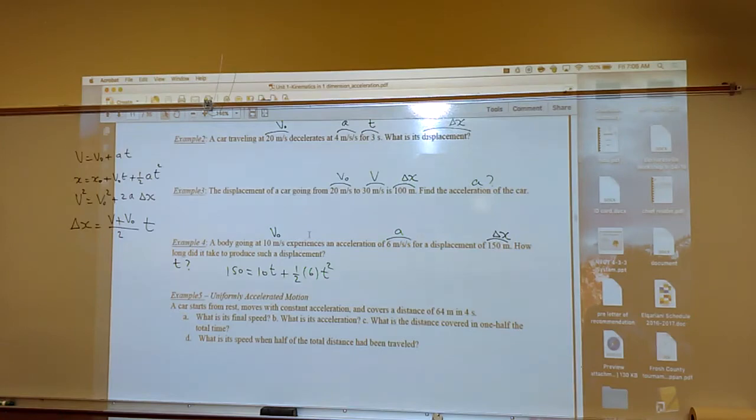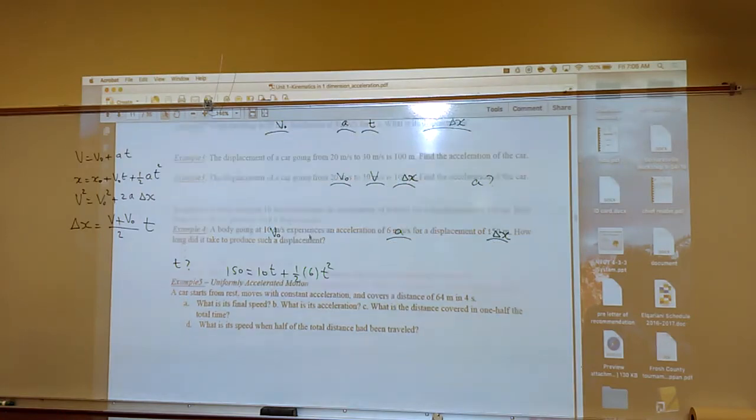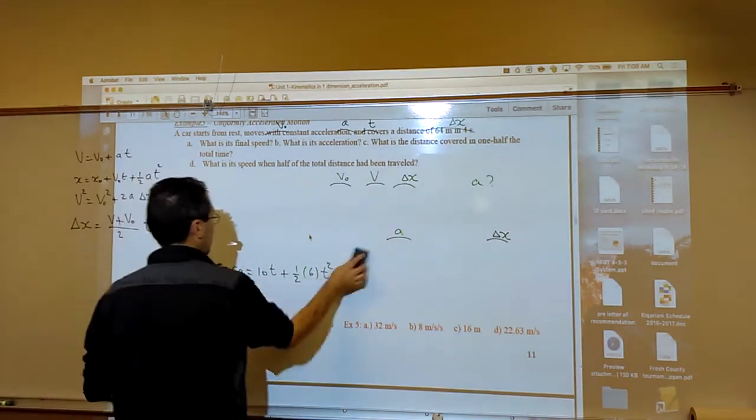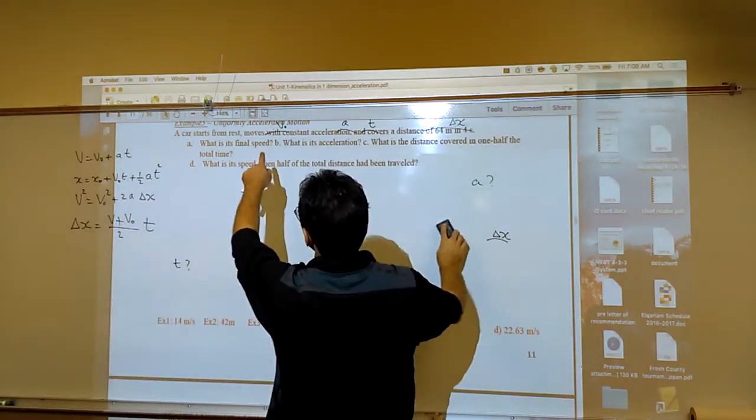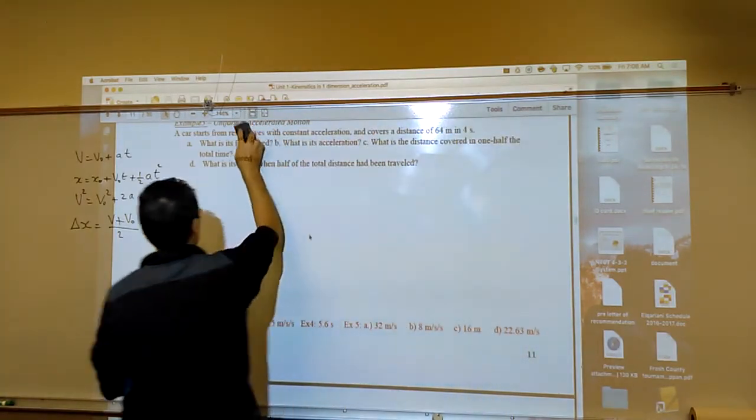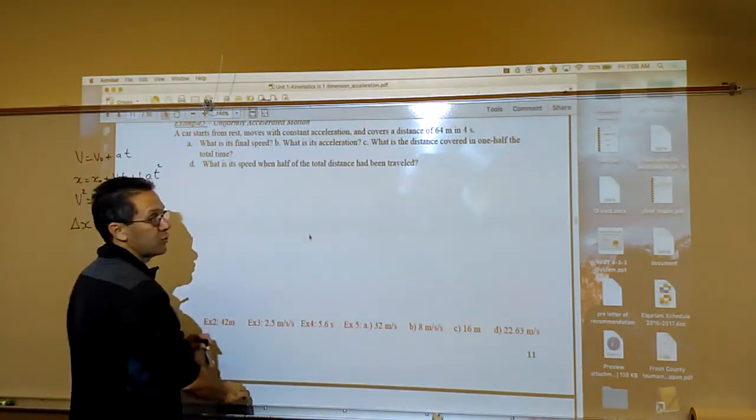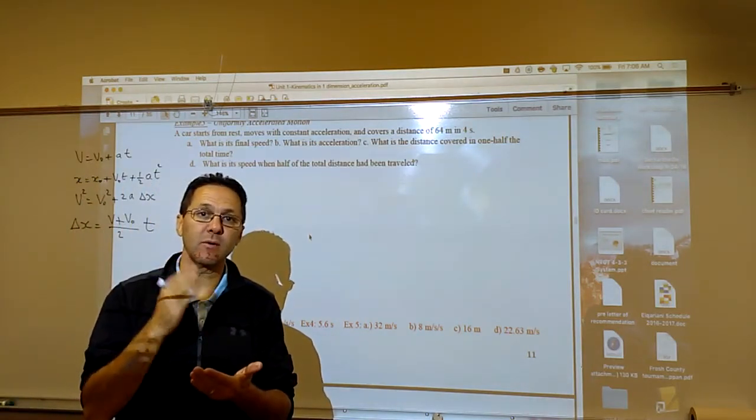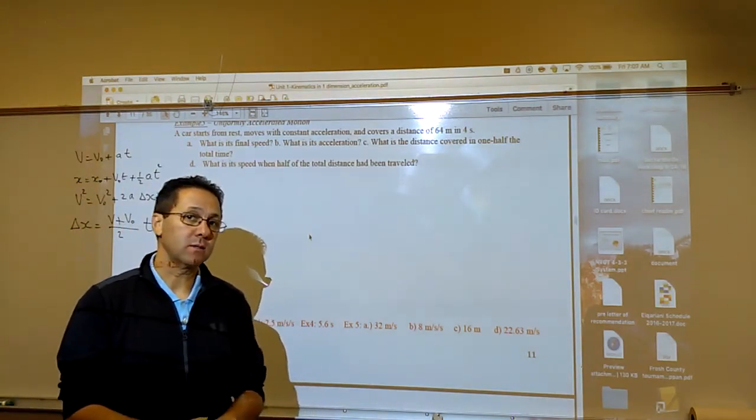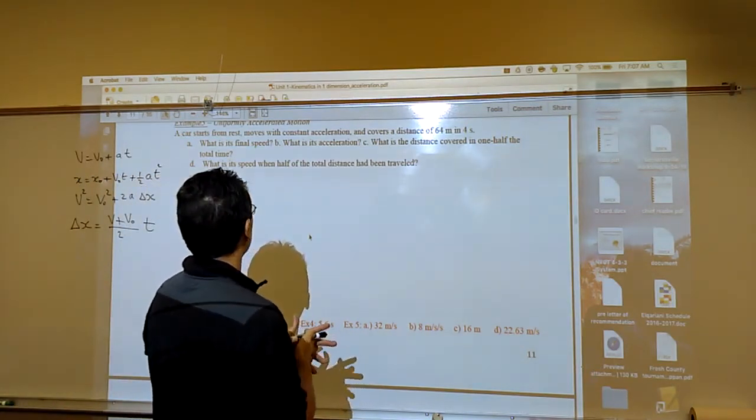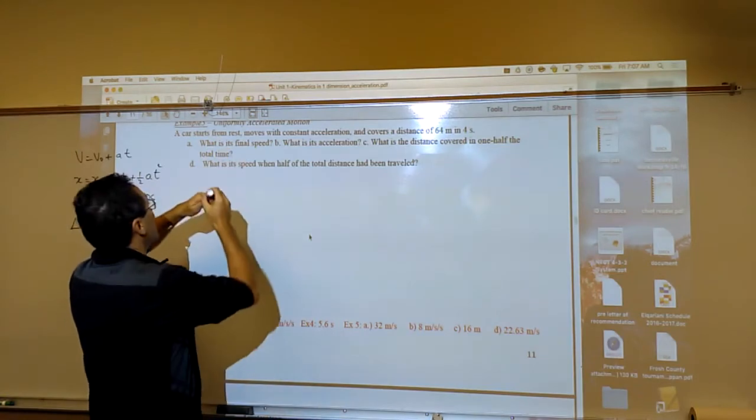Okay, next question. This is example 5. Now, when it says here uniformly accelerated motion, that does not mean that the motion is uniform. Uniformly accelerated motion means the acceleration remains constant. So don't confuse the two. Don't make that mistake. A car starts from rest.